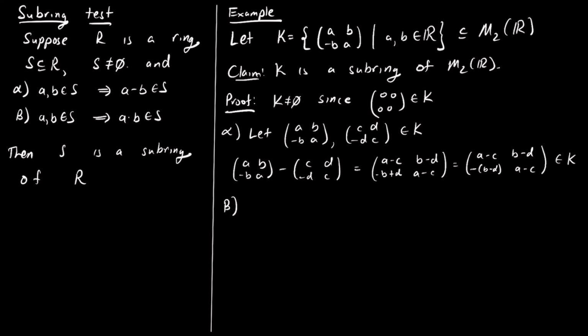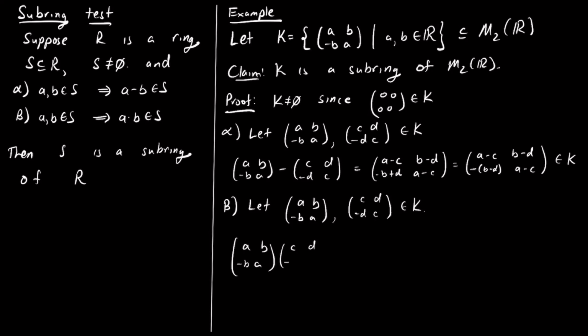And let's check condition beta. So if I let, again, A, B, minus B, A, and C, D, minus D, C be elements of K, let's multiply these together. So I'll get A, B, minus B, A times C, D, minus D, C. Let's see what we get when we multiply these. I'm going to get AC minus BD. I get AD plus BC. I get minus BC minus AD. And then I get minus BD plus AC.